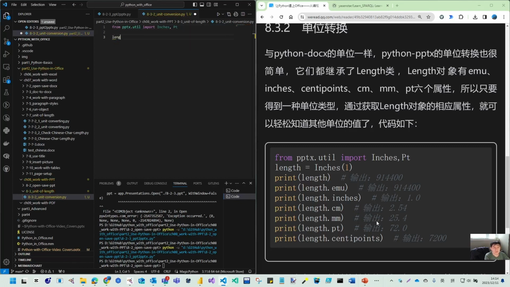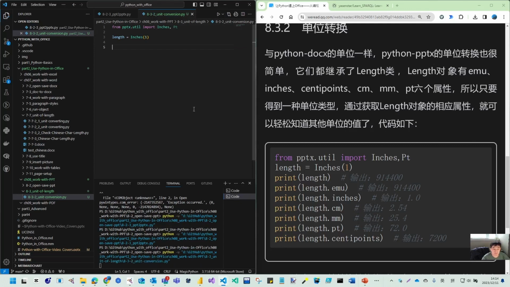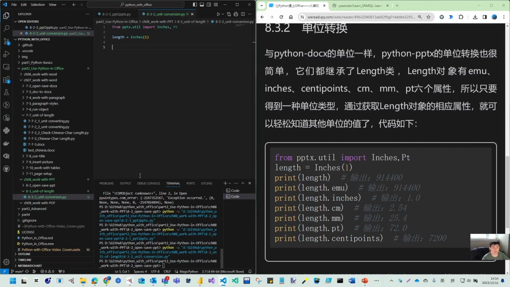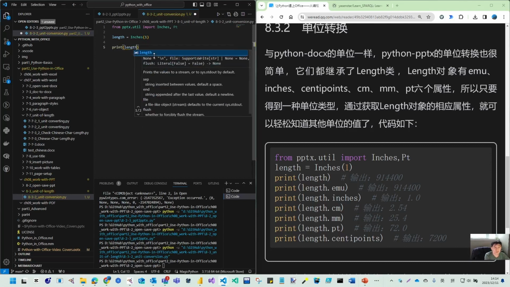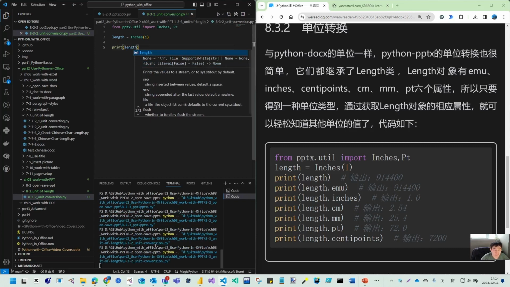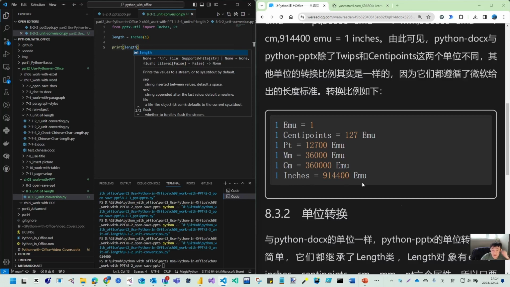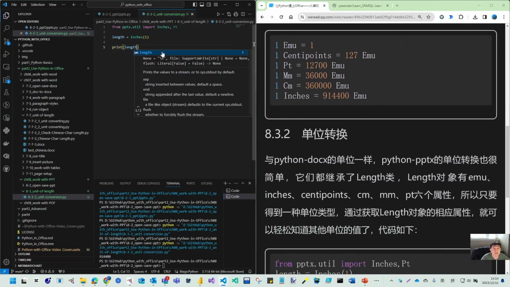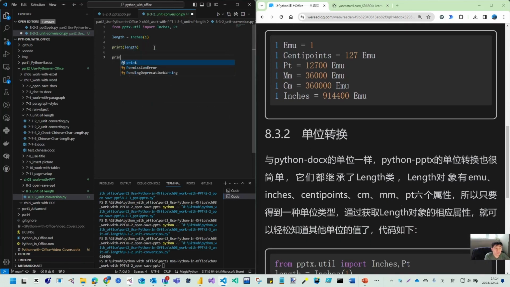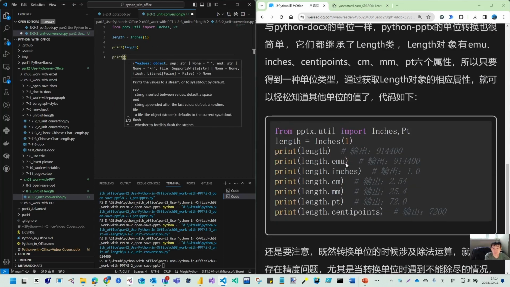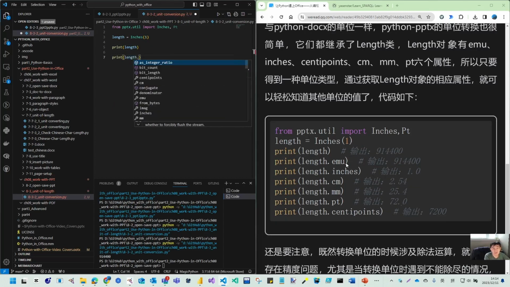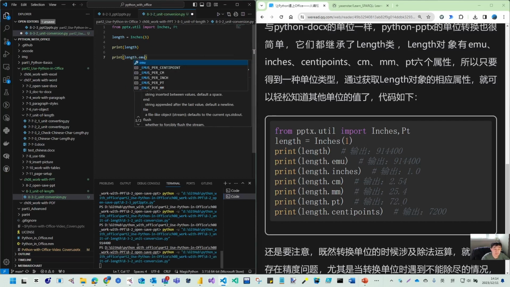So for length, our default length is inches, we have 1 inch. Let's try to run it. I hope there's no error. Then we can have the different prints. So we print this length, and you get 91440. So 1 inch gives you how many EMUs it has. So we can start to convert length to EMU, and that will give you the same.